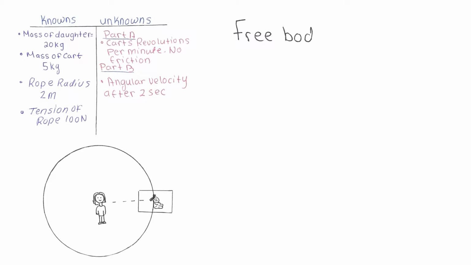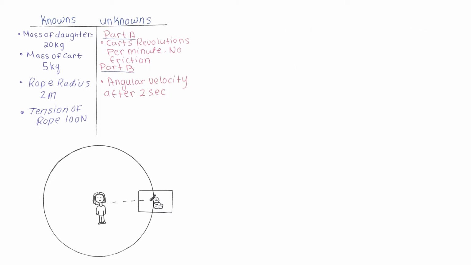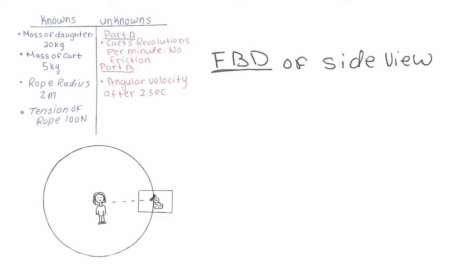Okay, is this where I draw the free body diagram, right? Yes, we always draw a free body diagram. So should I draw the free body diagram from the top view or the side view? I used the side view because it helped me see the 3 forces. You're right. Let me do it from the side view. We have the tension of the rope on the cart, the normal force by the ground on the cart, and the weight of the cart.